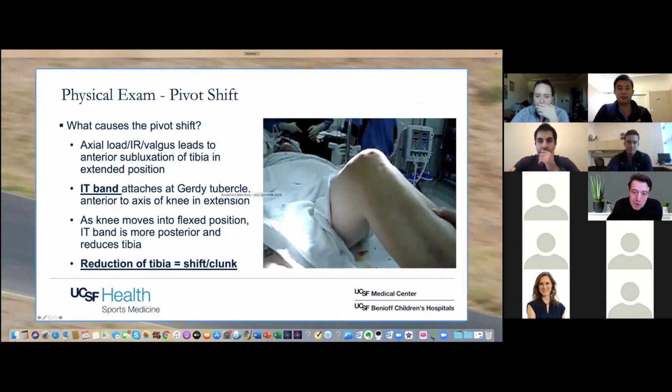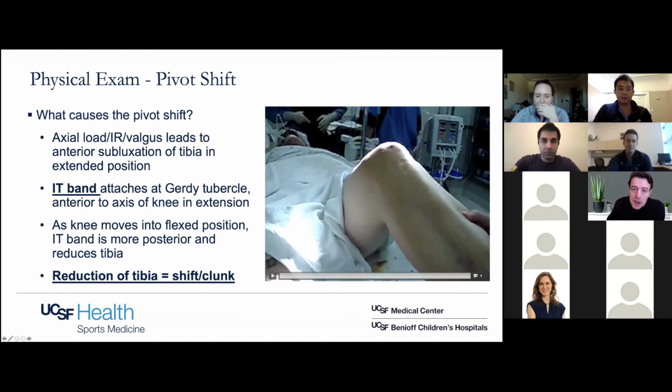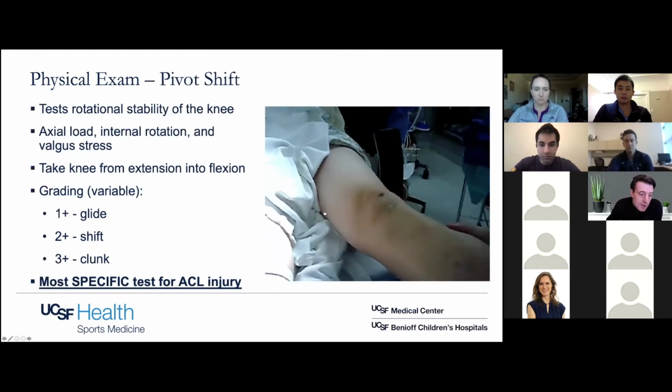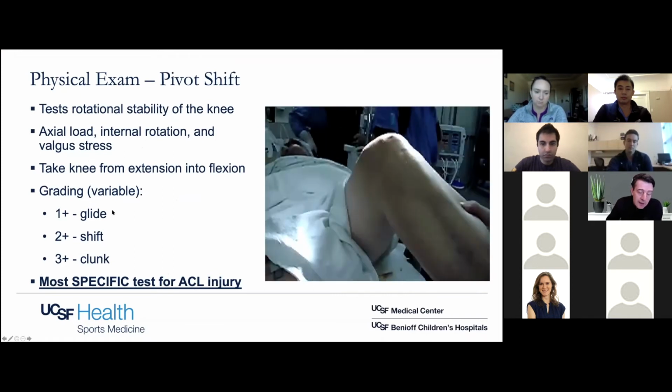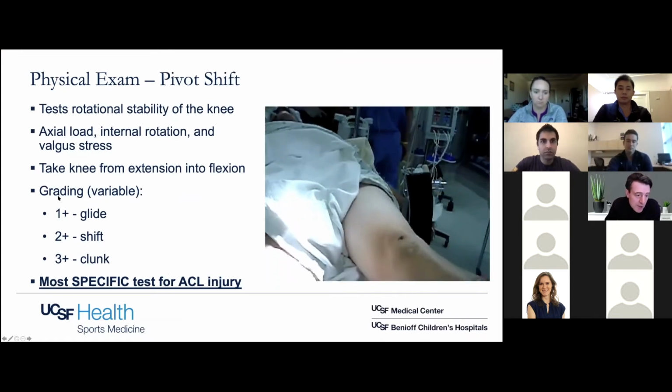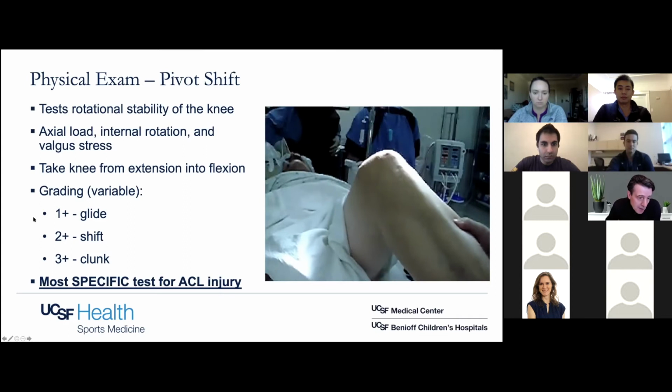Oh, right. Yeah, when you're in extension, it's actually keeping your tibia anterior, right? And then as you bend the knee, the IT band comes down and becomes a posterior force and actually pulls that tibia posteriorly. And that can happen in a clunk, it can happen in a shift, and it can happen in a glide, right? And this is a very imprecise grading system.